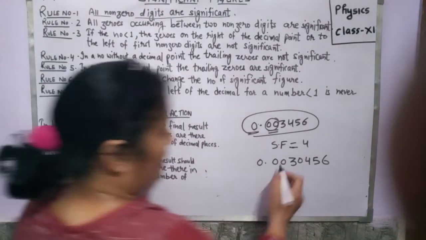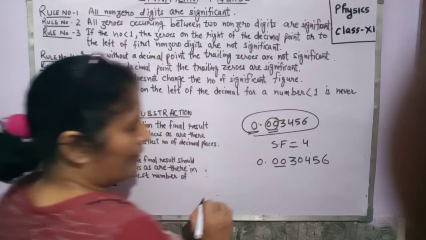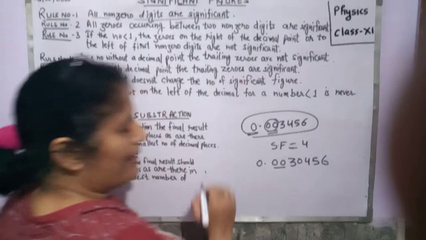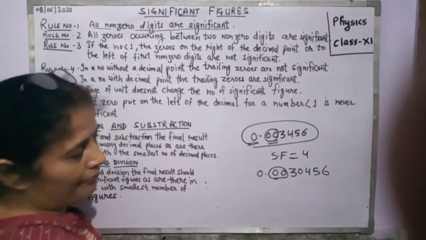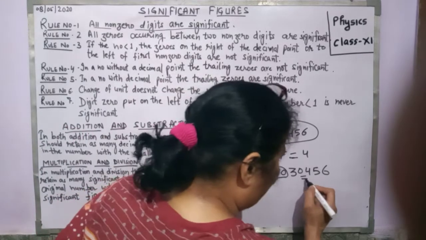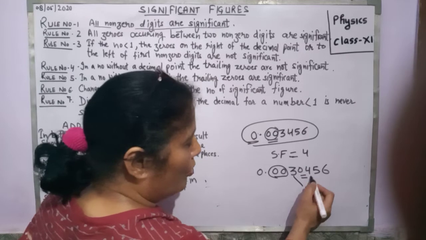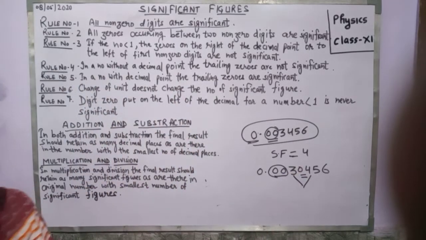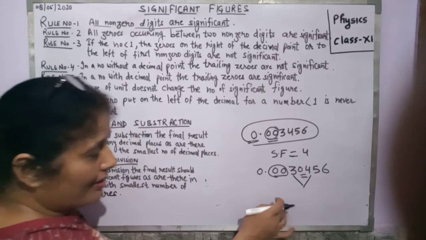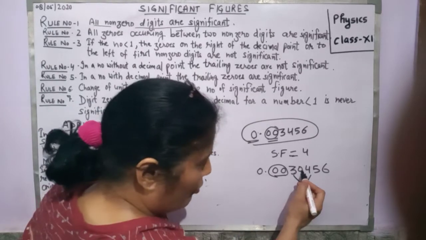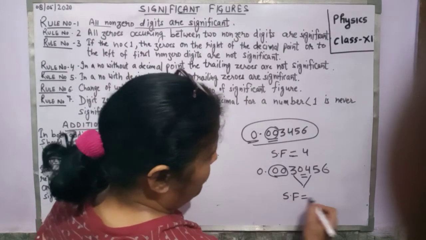Now these zeros are to the right of the decimal point, and this number is less than 1. These two zeros are insignificant, but this zero is significant because it lies between two non-zero digits, that means 3 and 4. How many significant figures are here? 1, 2, 3, 4, 5. The number of significant figures is equal to 5.